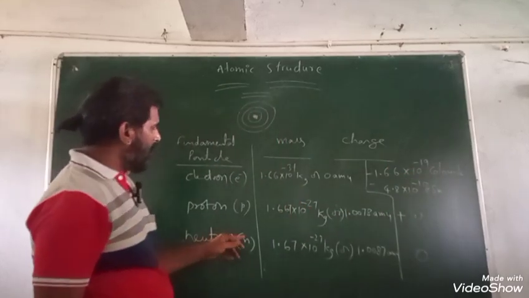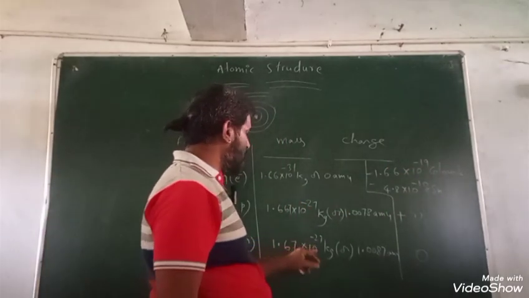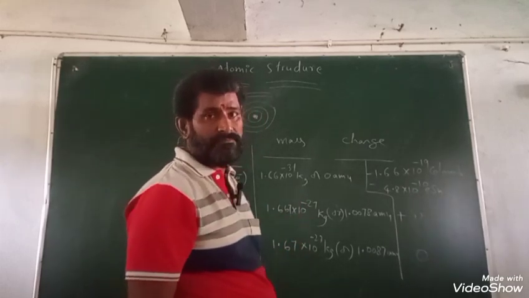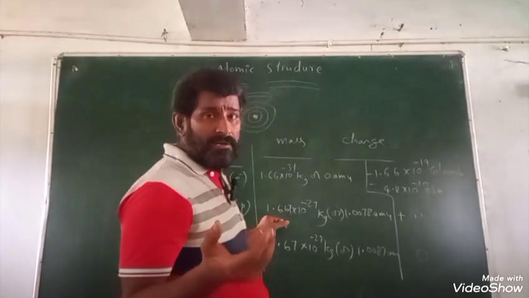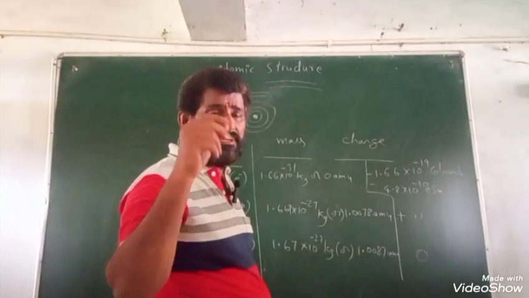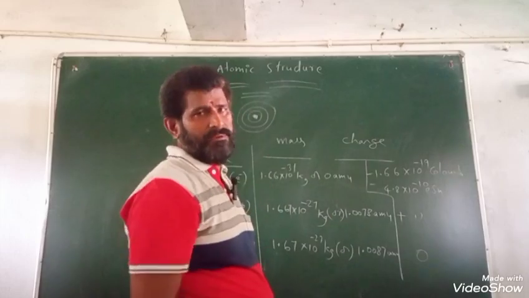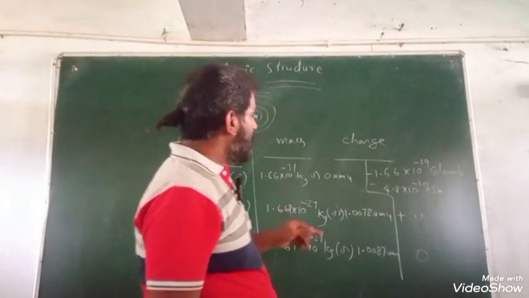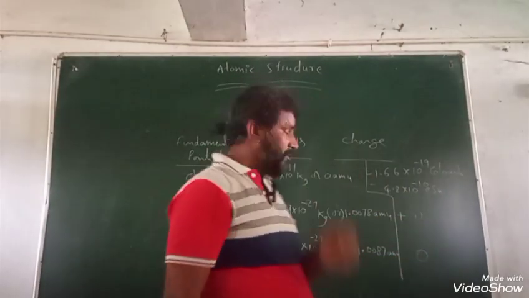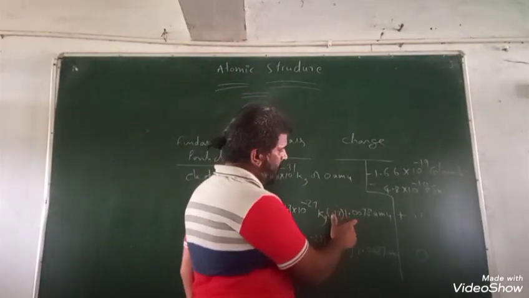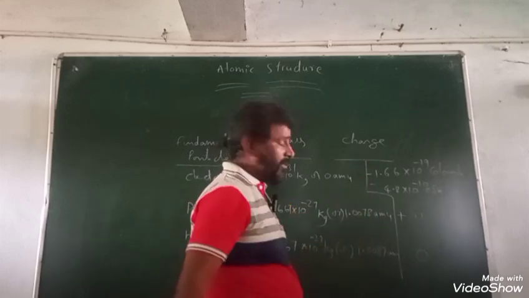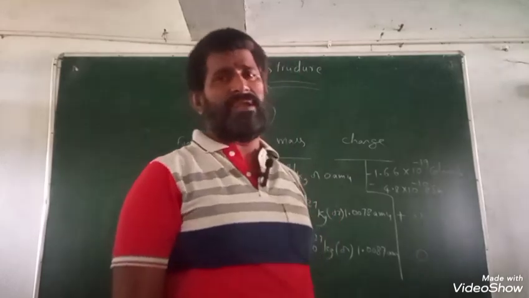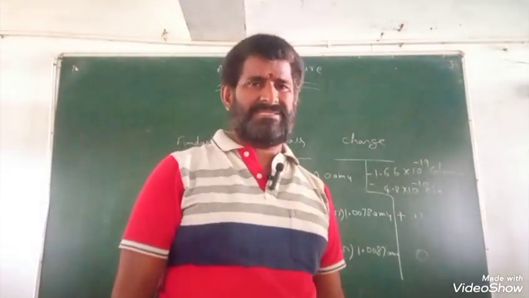Next, neutron mass is 1.67 into 10 power minus 27 kg. Neutron is slightly more massive than proton. Okay, and electron is 1837 times lighter than proton. That means proton is 1837 times more massive than electron. Neutron charge is 0. So in atomic mass units, you can simply remember 1.0078 AMU is proton mass, 1.0087 AMU is neutron mass. That is a small difference between neutron and proton masses.